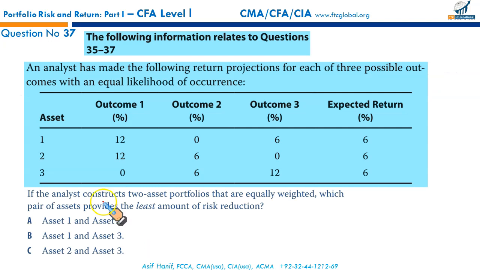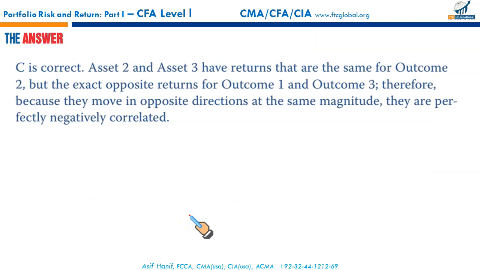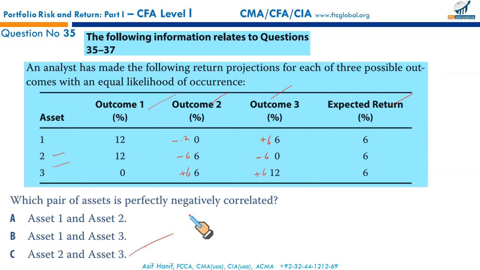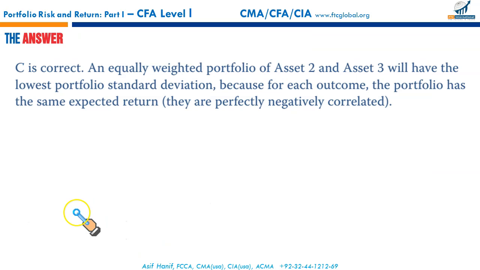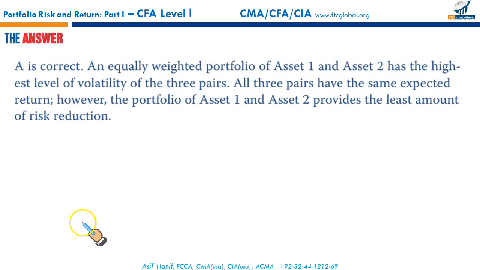Next. If the analyst constructs two asset portfolios that are equally weighted, which pair of assets provides the least amount of risk reduction? So here we go. These are the 3 assets available with the markings. As you can see, asset 1 and asset 2 have the highest level of volatility of the 3 pairs. So if you combine 1 and 2, it would result in the least amount of risk reduction. So it's going to be asset 1 and 2 in question number 37. Asset 1 and asset 2, A is the right answer.